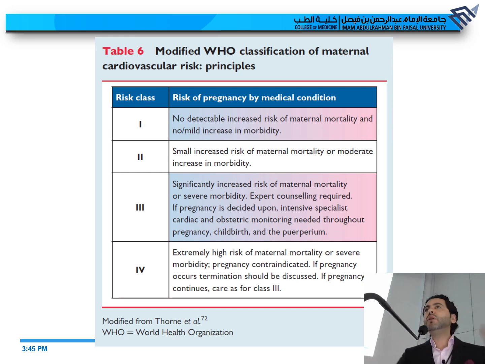But now we have a more commonly used classification system, which is the modified WHO classification of maternal cardiovascular risk. It is simpler. We don't need to calculate anything. We don't need to memorize anything. We just need to know that it is classified into 4 classes. Class 1, those ladies with no detectable increased risk of maternal mortality or morbidity. Just need to go next.